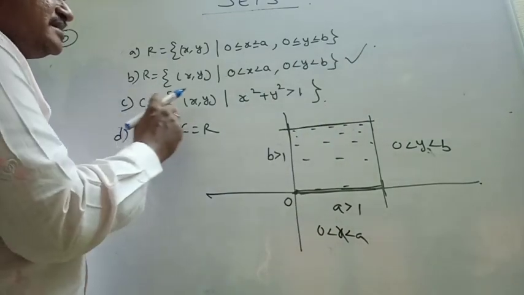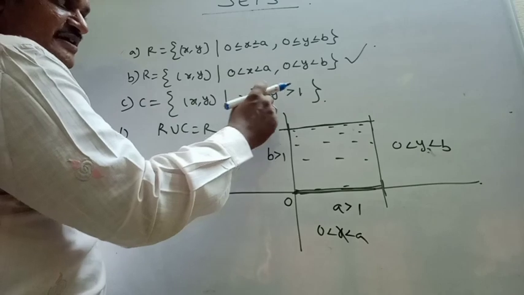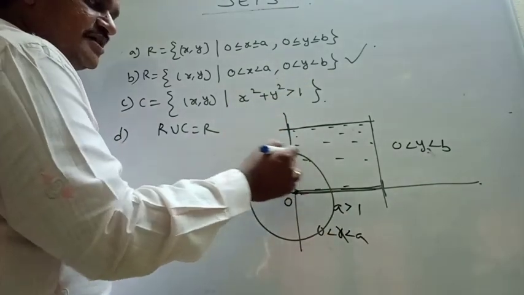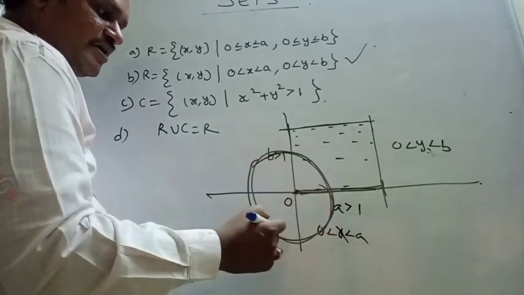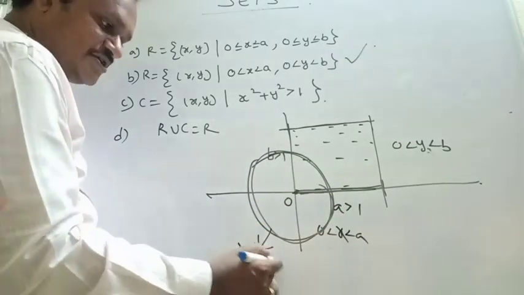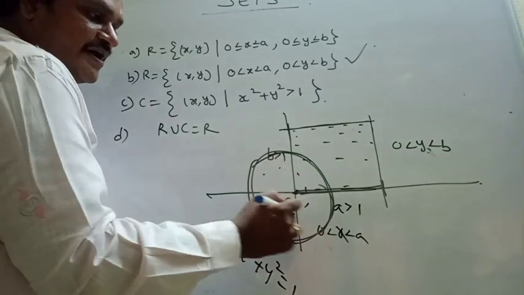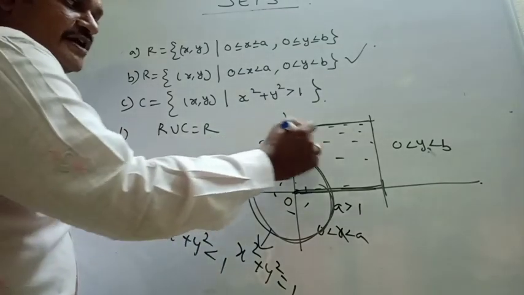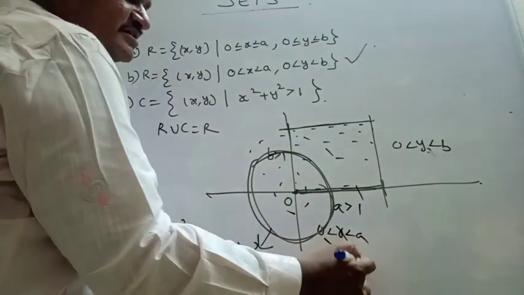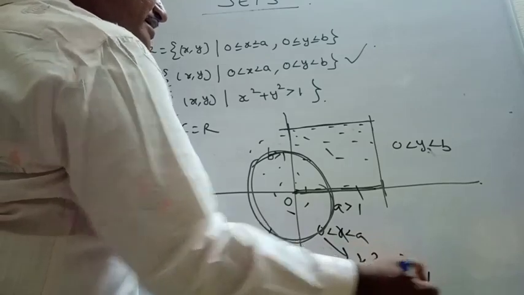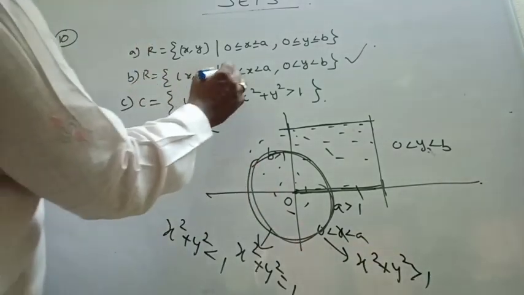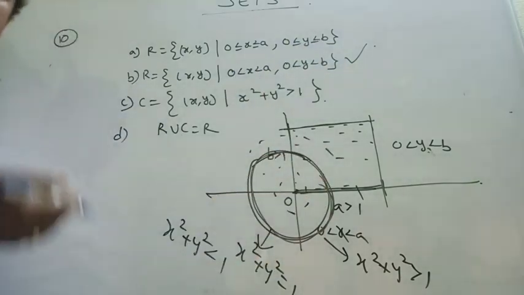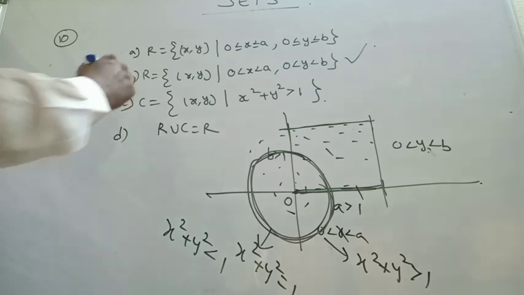And C is a set of points (x, y) such that x² + y² > 1. Greater than 1 means what? This is the unit circle. The equation is x² + y² = 1. The points inside satisfy x² + y² < 1, and any points outside satisfy x² + y² > 1. Now here the correct option is 0 < x < a, 0 < y < b. I think this is correct. You can take this option as the correct one.